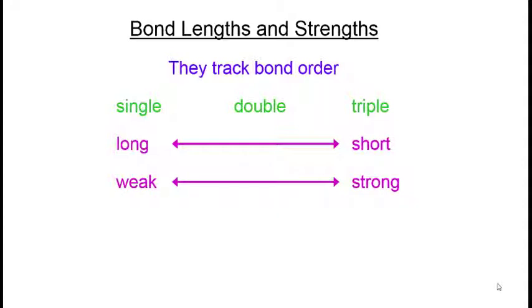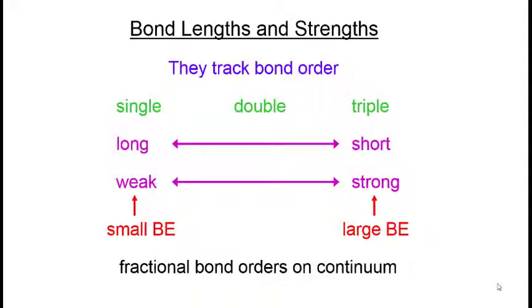The bond energy is related to the bond strength. Weak bonds have small bond energies, while strong bonds have large bond energies. It is worth noting that when resonance is present and leads to fractional bond orders, we can place those bonds on the continuum as well, intermediate to single and double, or to double and triple.